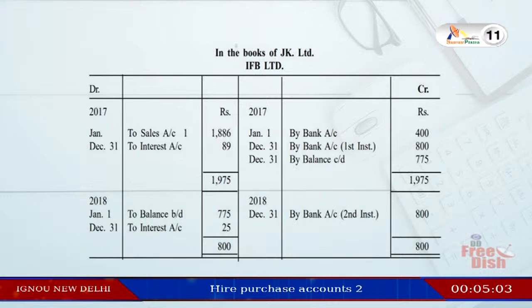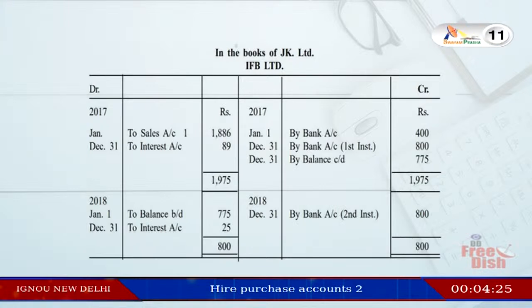So the sales is made of rupees 1886 on 1st January. So the entry was hire purchaser account debit to sales. IFB is the hire purchaser. So in the books of JK Limited, we will make the entry IFB Limited account debit to sales, 1886. Here, by bank, we made the payment of first installment. Again by bank 800.